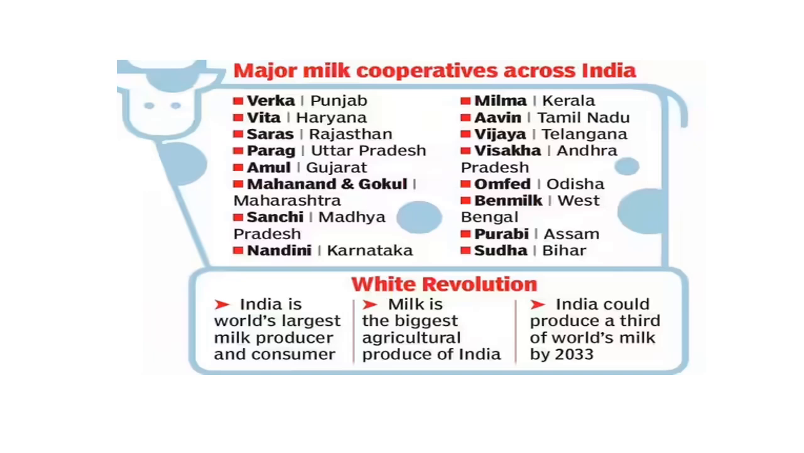Further, due to White Revolution, as I mentioned, India is the largest producer of milk, and milk is the largest agricultural commodity. India can be the one-third milk producer in the world by 2033. Now we have 25%. We may reach 33% of the world milk production by 2033.